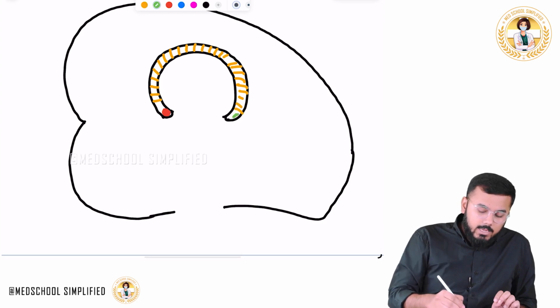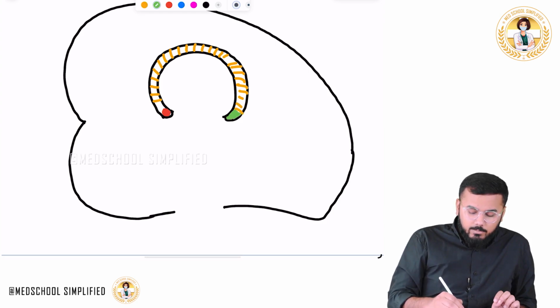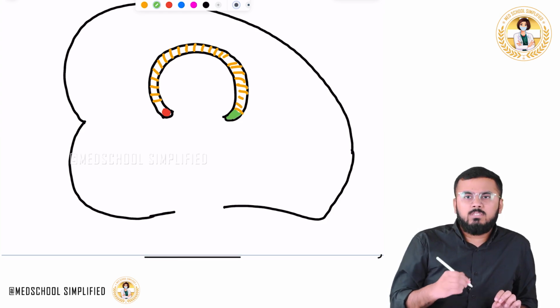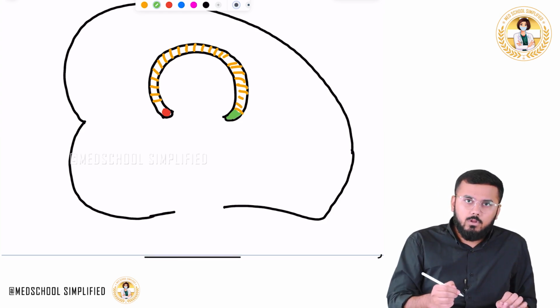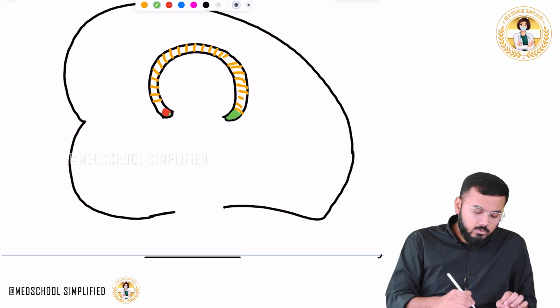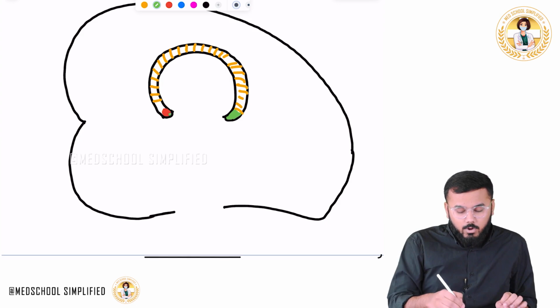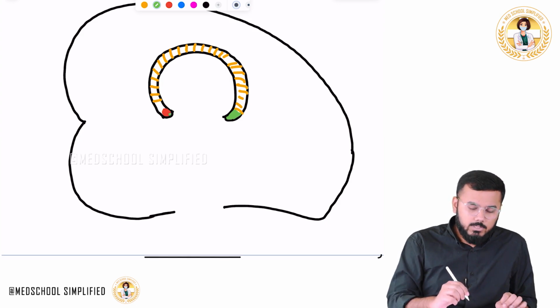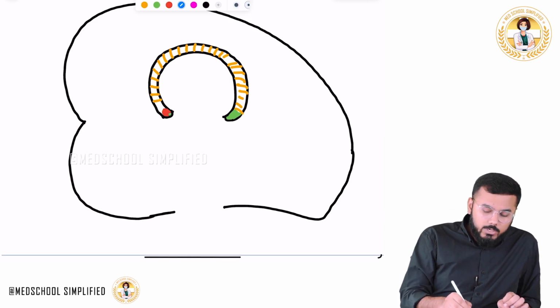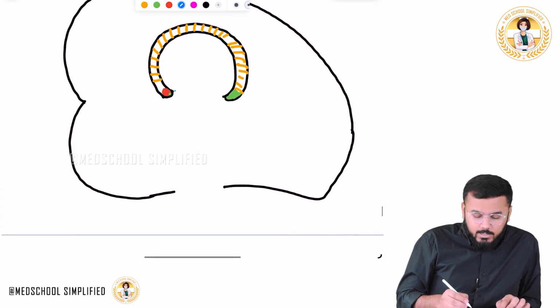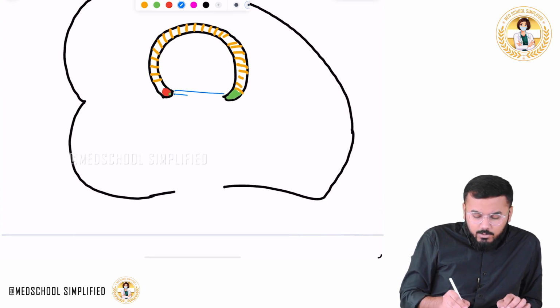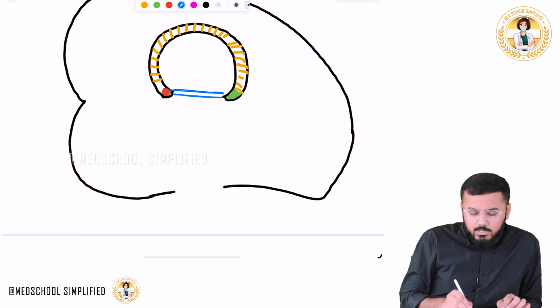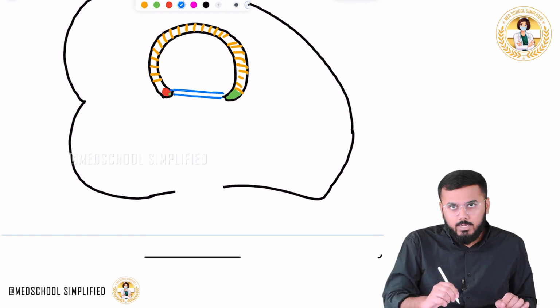And after that, the last important part is this green color part. This is called the splenium of the corpus callosum. So what are the structures we have got here? We have got the genu, the body, and the splenium of the corpus callosum. Now the second important structure which you can see over here is one very important structure which is present in this way. What is this important structure, guys? This structure which I am drawing right now is called your fornix.